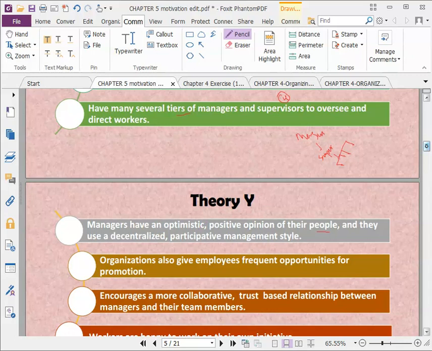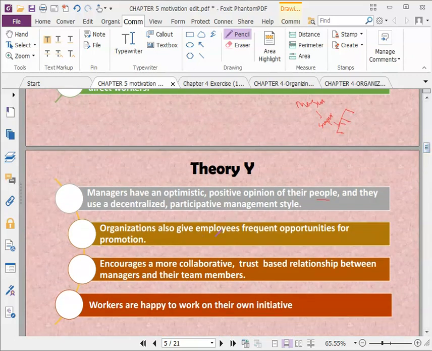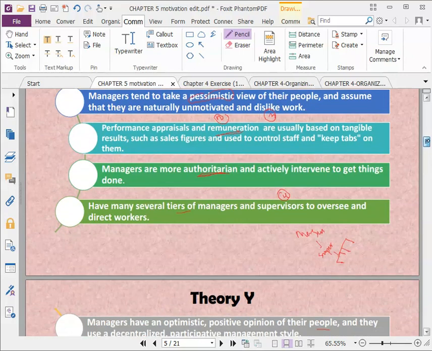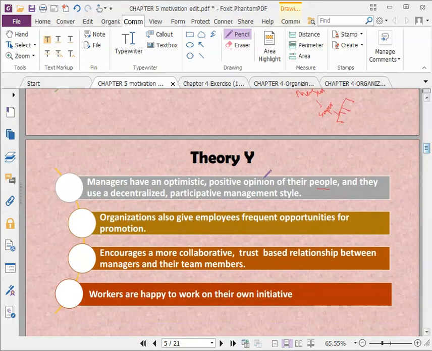So what else under theory Y? Organizations also give employees frequent opportunities for promotions. Earlier, we covered rewards, performance appraisal and remuneration. But under theory Y, if an organization uses theory Y to motivate their staff, they will give frequent opportunities for promotion. Promotion means naik pangkat. If employees have good skills and always give new ideas to the organization, the organization will promote them.